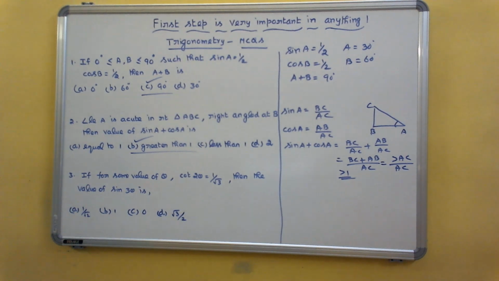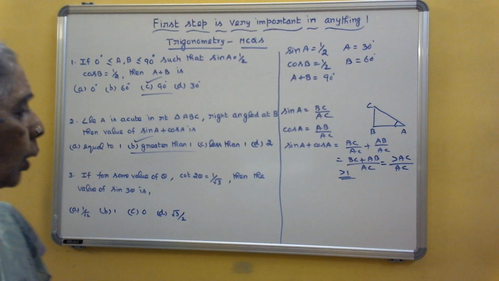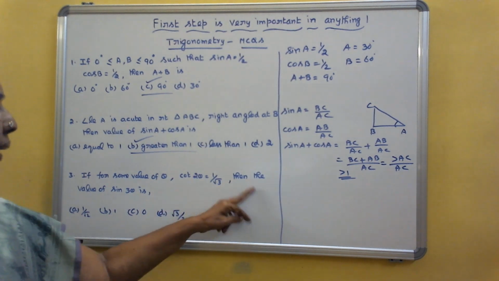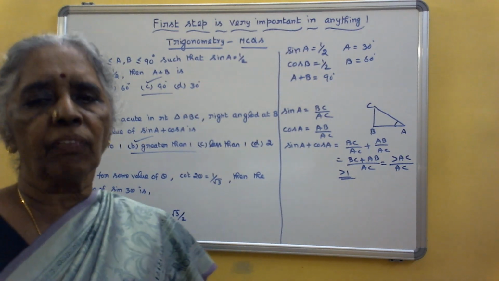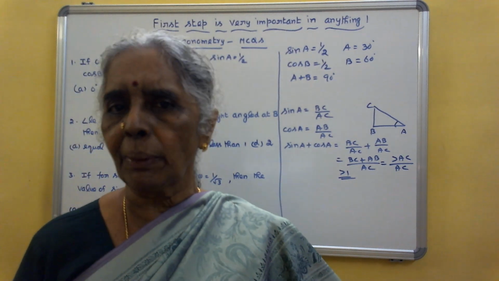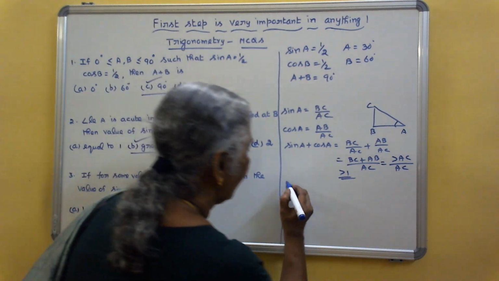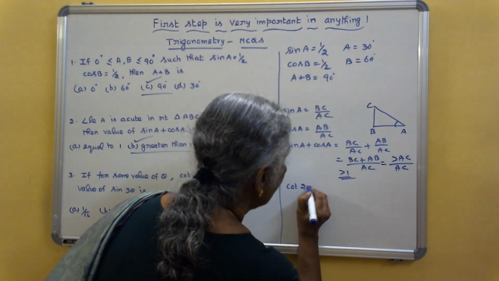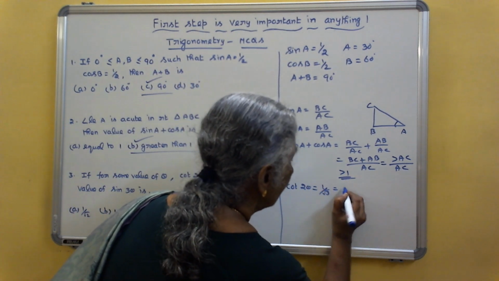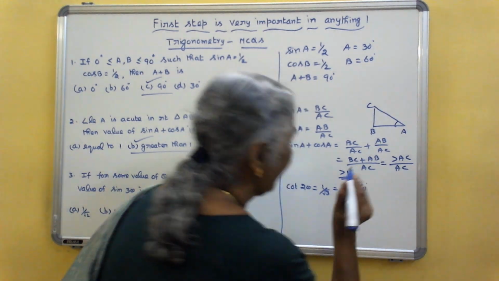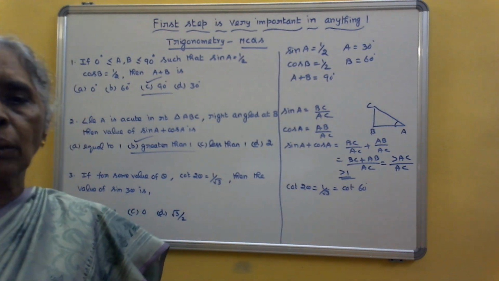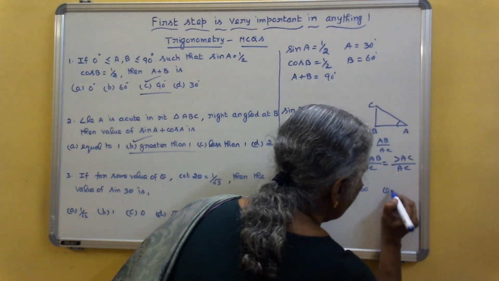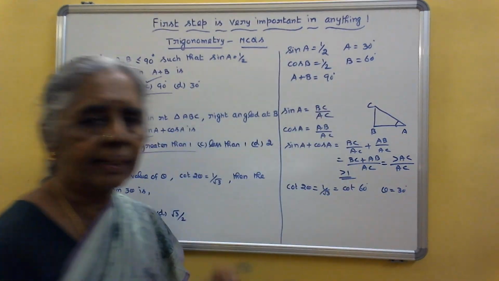Okay. Now let us move on to the third sum. If for some value of theta, cot 2 theta is equal to 1 by root 3, then the value of sin 3 theta is. So definitely we should find what theta is, then only we will be able to solve the sum. So now let me write cot 2 theta is equal to 1 by root 3. You know cot 60 is 1 by root 3, right? So 2 theta will be equal to 60. That gives you theta is equal to 30 degrees, right?